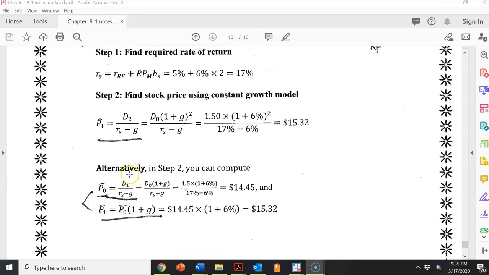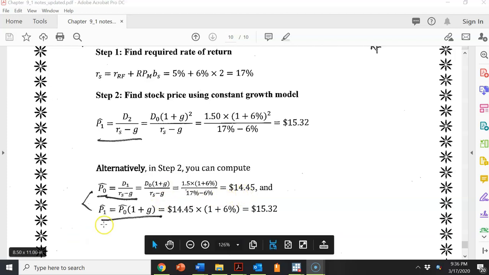An alternative way in step 2 is that we can compute P0 first as D1 over RS minus G, which equals D0 multiplied by 1 plus G over RS minus G. So P0 is 14.45. P1 would be P0 multiplied by 1 plus G. So we can use this 14.45 multiplied by 1 plus 6%, which gives 15.32.